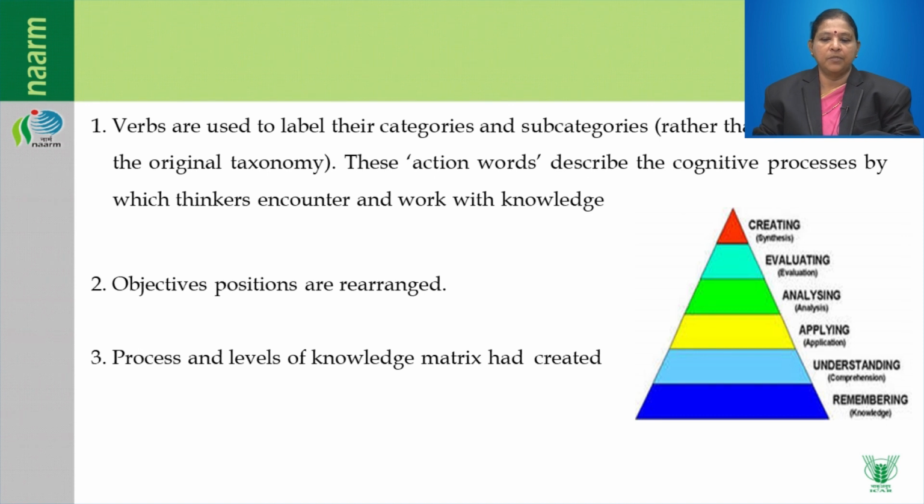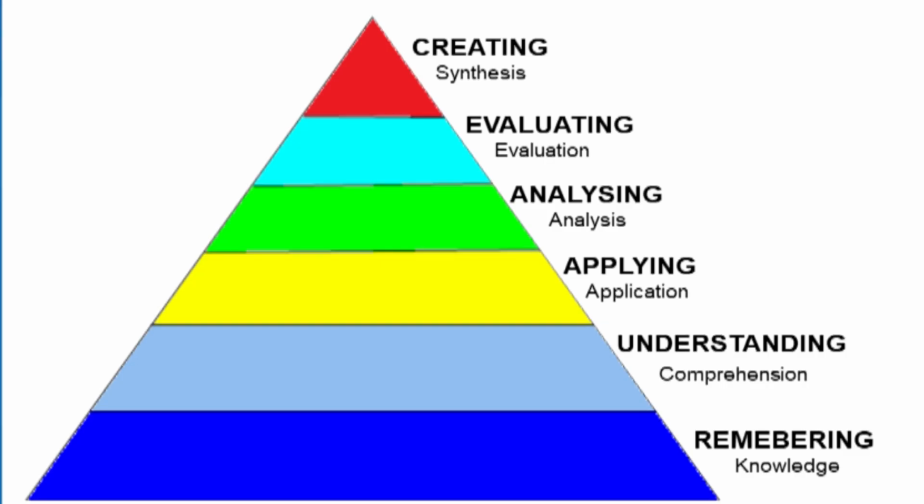Here the names of two objectives, that is the comprehension and synthesis objectives, these two terms are changed into understanding and creating, and the positions of the objectives are also changed. Here in this diagram we can see that the highest level in the cognitive process is shown as creating, and the position of the ability to evaluate things is changed.